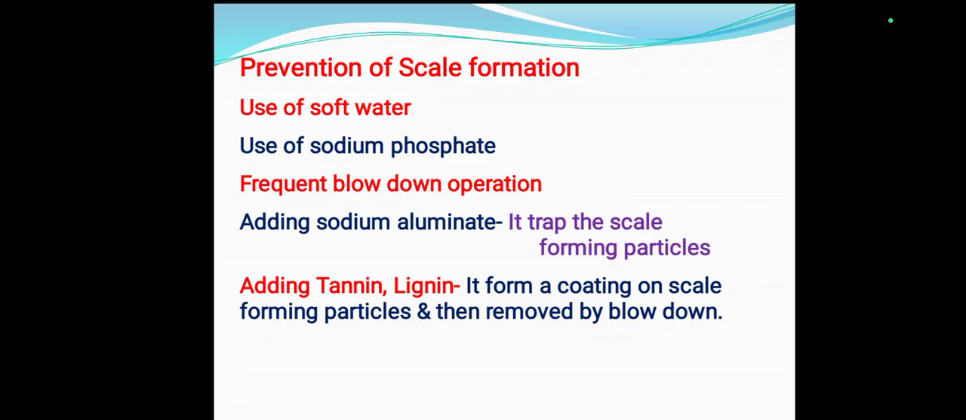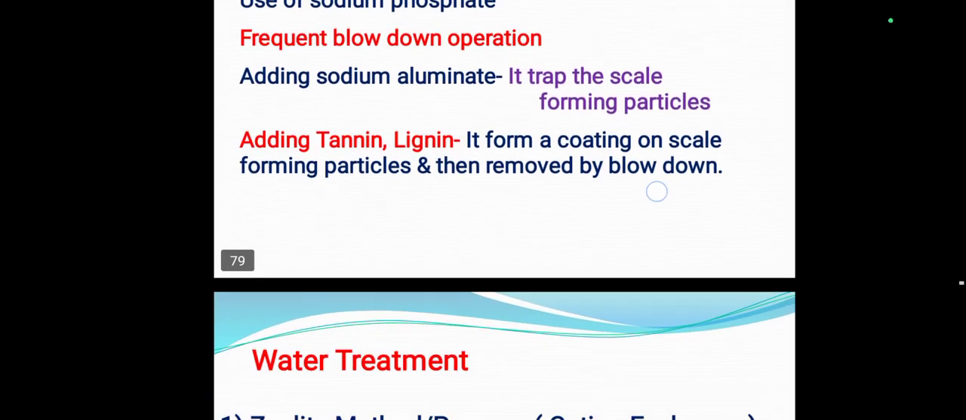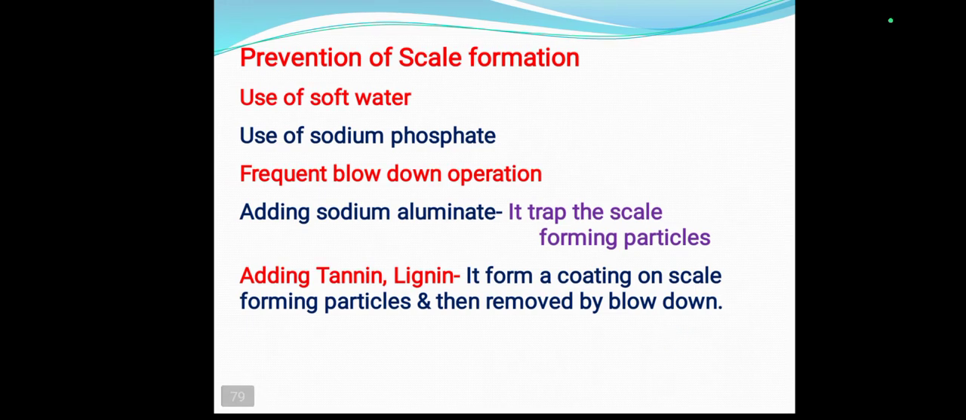So in this way we can prevent scale formation by using soft water, by frequent blowdown operation, by adding sodium aluminate which traps the scale forming particles, or you can add tannin or lignin, as they form a coating on scale forming particles, and then through blowdown operation you can remove it from the boiler. So this is the topic of sludges and scales. Here we saw the definition, causes, how to remove, disadvantages, and prevention of scales and sludges.